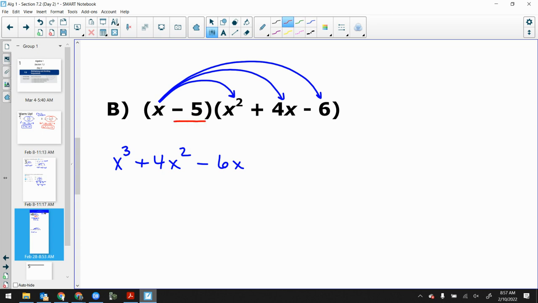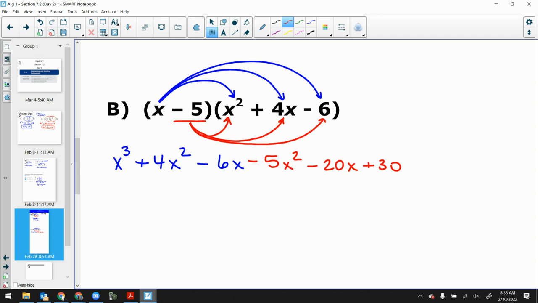Now let's take the negative 5 in. Negative 5 times x squared. Negative 5x squared. Nothing to combine or to do, just to put it together. Negative 5 times 4x. Minus 20x. Negative 5 times negative 6. Positive 30. Watch out. Make sure you write it as a positive 30. Negative times a negative is a positive.